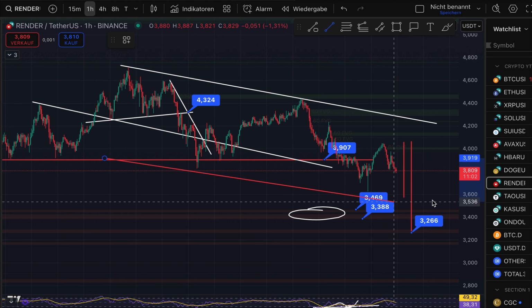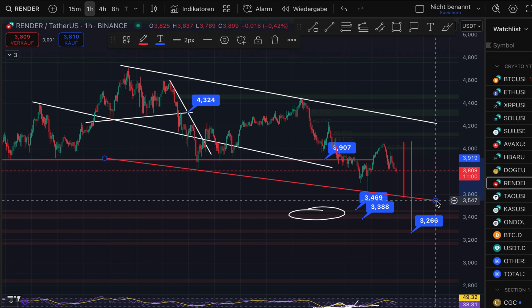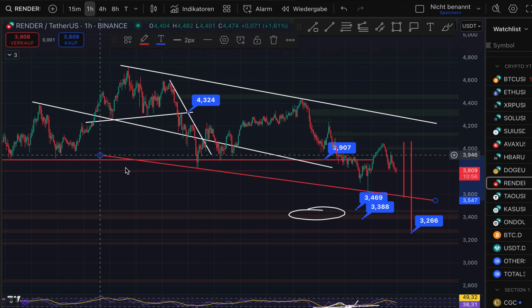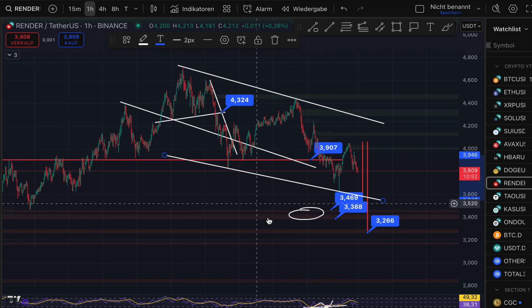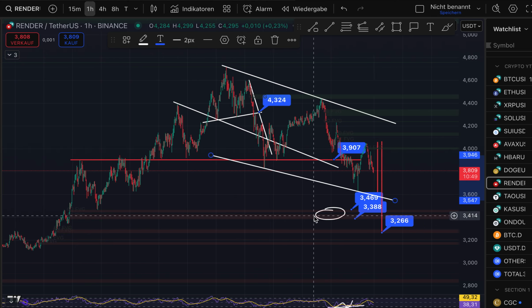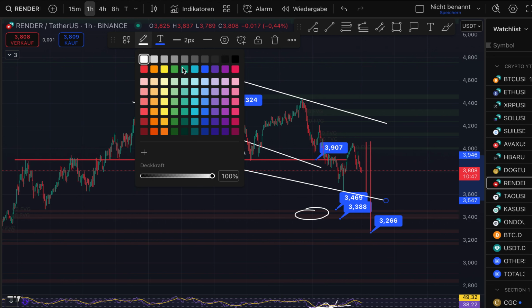Will I hit it? Almost perfect. So something like this. I don't want to count this one as a falling wedge. It looks more like a bull flag to me. So let me do this one in orange.